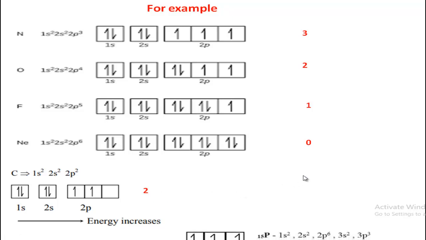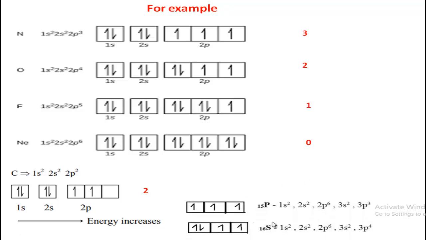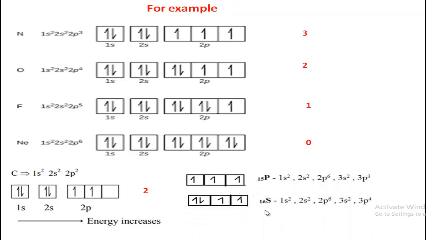Now follow more examples, that is phosphorus and sulfur. Phosphorus, P15, and its outermost shell configuration is 3s² and 3p³. So like nitrogen, its outermost shell contains 3 unpaired electrons, so its valency will be 3. In case of sulfur, you have seen the number of unpaired electrons is 2, so its valency will also be 2.